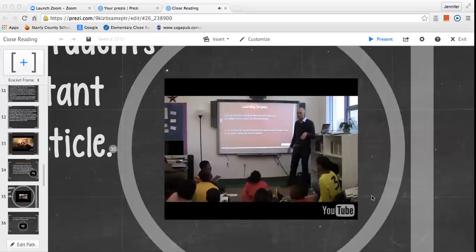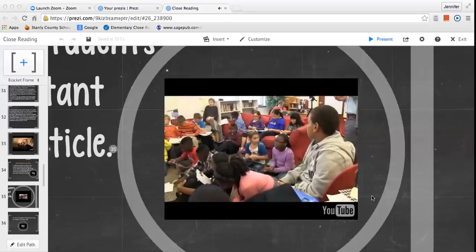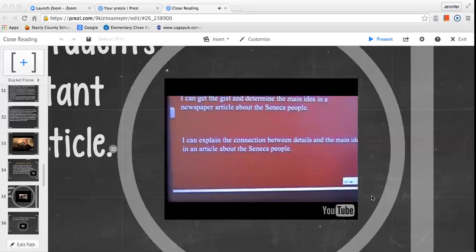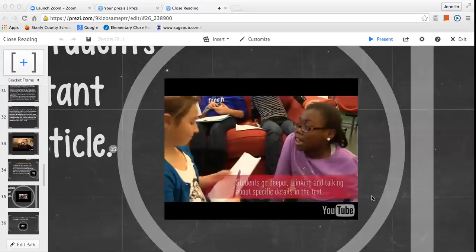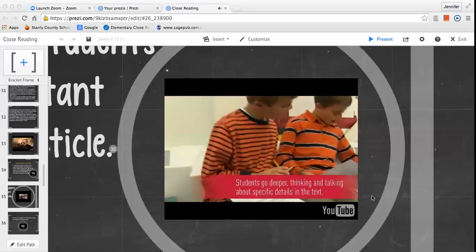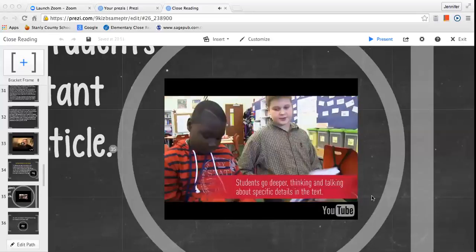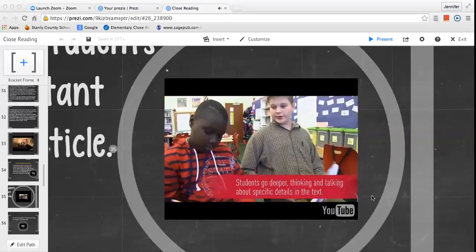Jada, do you mind reading our second learning target for today? I should explain the connection between details and the main idea in an article about the Seneca. You're going to choose one person near you, and you're talking about what do you think the main idea of this article is? And then what is one thing in the article, one little sentence that helped you come up with that main idea?